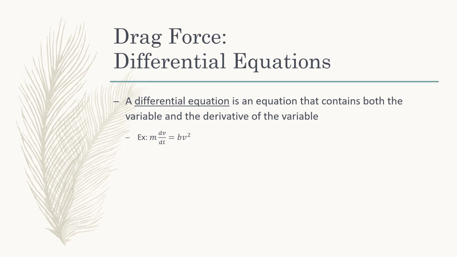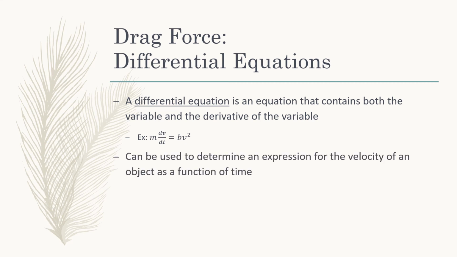Now, as we're analyzing drag force, we will often need to use something called a differential equation, which is an equation that contains both the variable and the derivative of that variable. So an example here is mass times the derivative of velocity. Now we know that that derivative of velocity, dv dt, is really acceleration. So the left-hand side of my equal sign here is really mass times acceleration, or force, and it is equal to a constant b times the velocity squared. This is a differential equation because both velocity and the derivative of velocity are in the same equation.